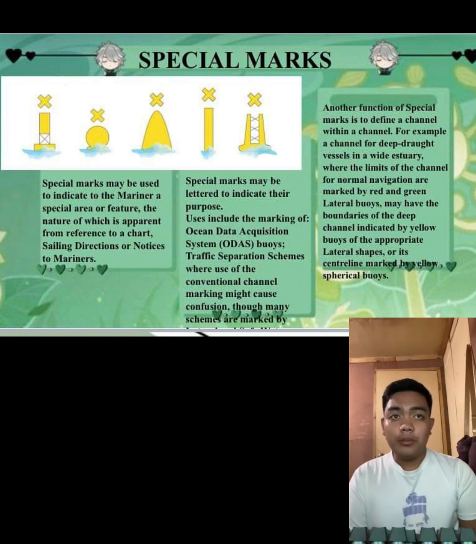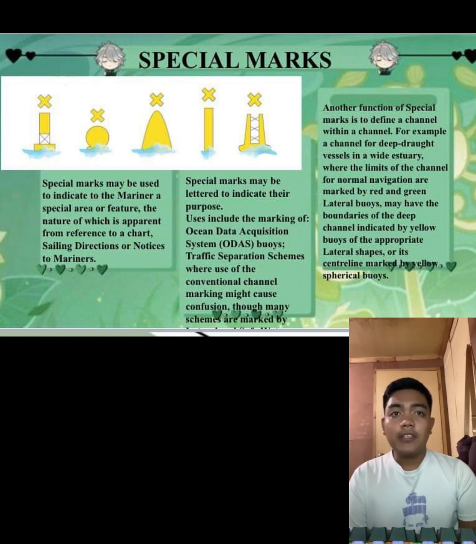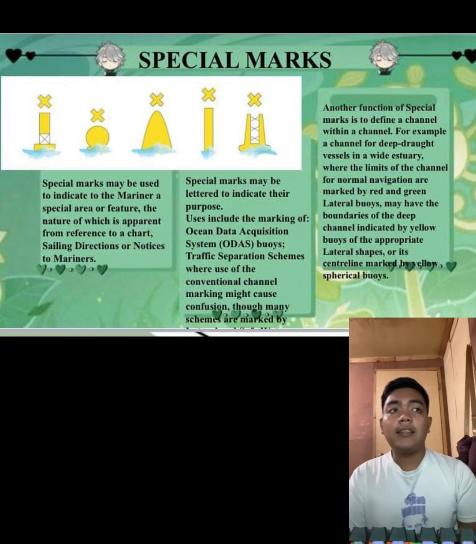The uses include the marking of Ocean Data Acquisition System, or ODAS, buoys, and traffic separation schemes where the use of conventional channel marking might cause confusion, though many schemes are marked by lateral and safe watermarks. Another function of special marks is to define a channel within a channel. For example, a channel for deep draught vessels in a wide estuary, where the limits of the channel for normal navigation are marked by red and green lateral buoys, may have the boundaries of the deep channel indicated by yellow buoys of the appropriate lateral shapes, or its center line marked by yellow spherical buoys.